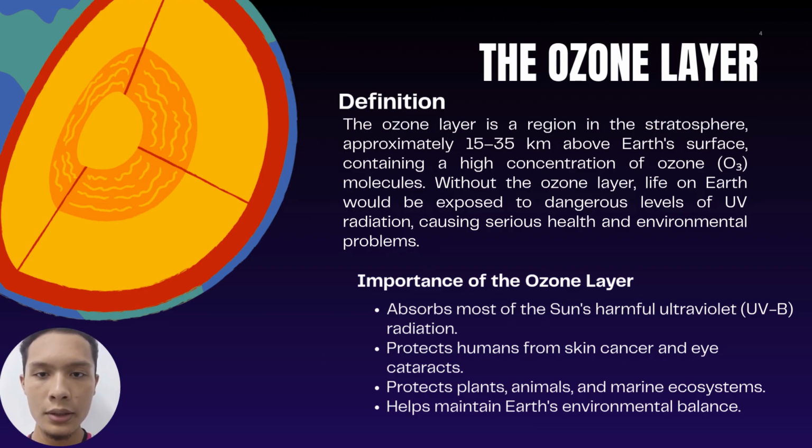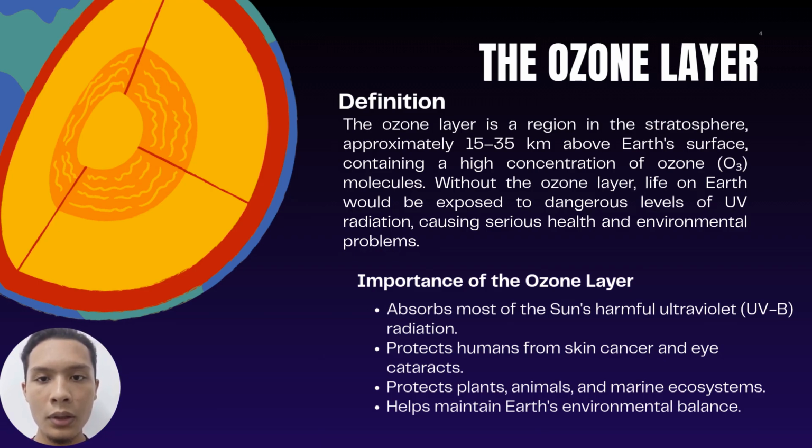The ozone layer is a region in the stratosphere located approximately 15 to 35 kilometers above the Earth's surface. It contains a high concentration of ozone molecules, which are made up of three oxygen atoms. The ozone layer acts as a protective shield by absorbing most of the harmful ultraviolet, or UV, radiation from the sun. This protection is extremely important because excessive UV radiation can cause skin cancer, eye cataracts, and damage to plant, animal, and marine ecosystems.